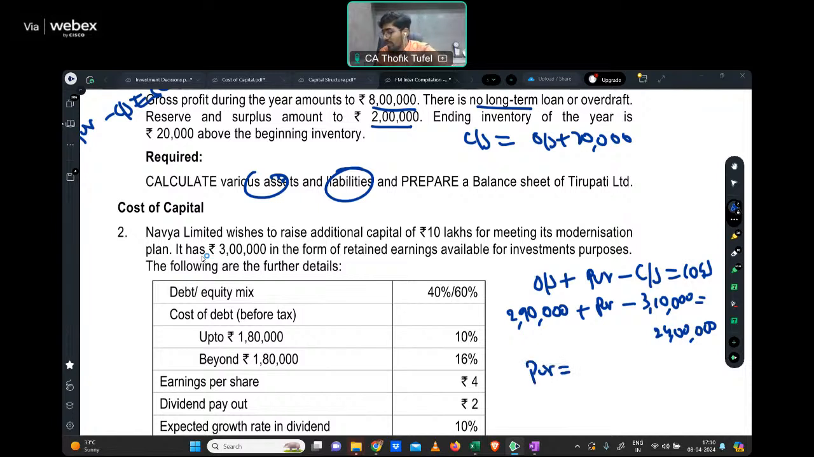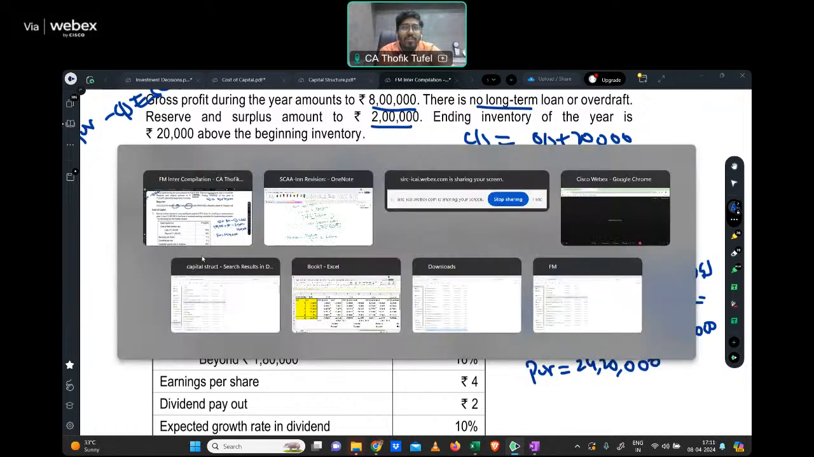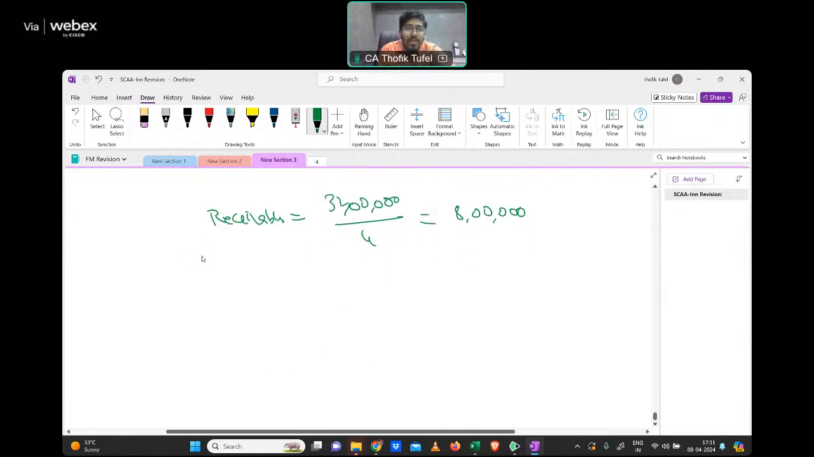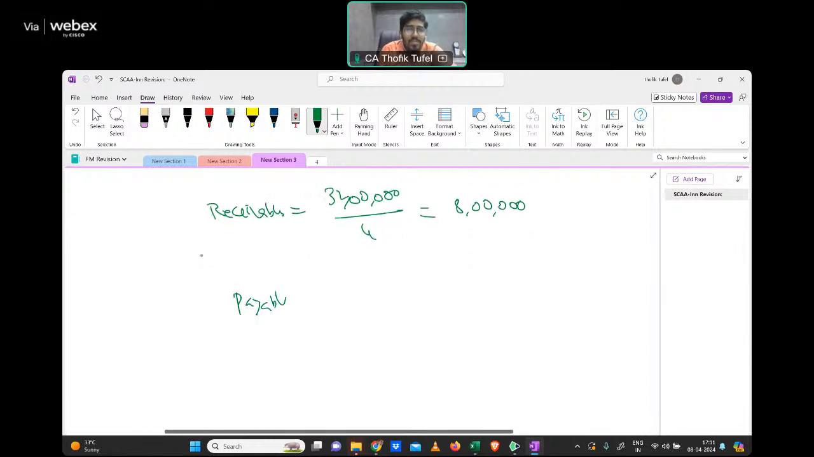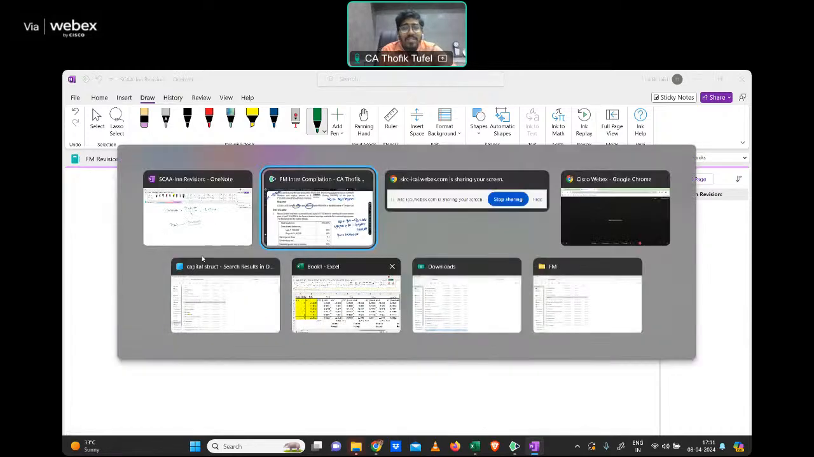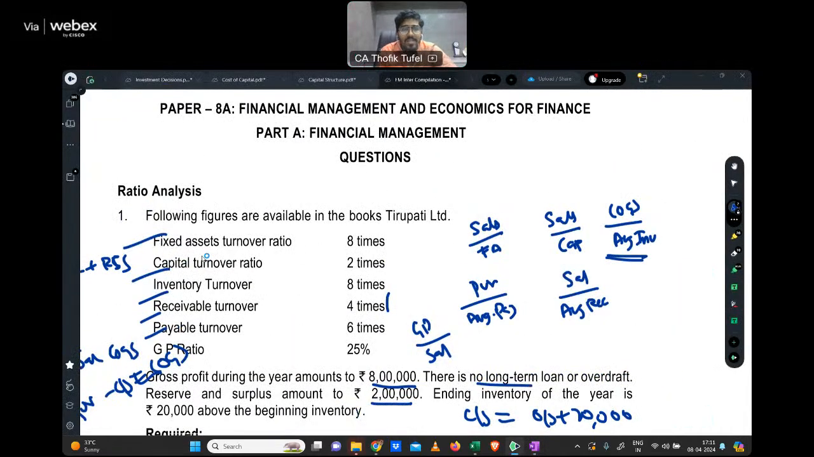24 lakh plus 3 lakh 10,000 minus 2 lakh 90,000. So you are having a purchases of 24 lakh 20,000. அப்படின்னா payables is equal to 24 lakh 20,000. Other purchases divided by the number of times. It is 6 times.